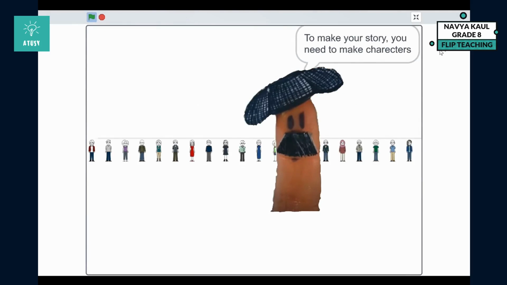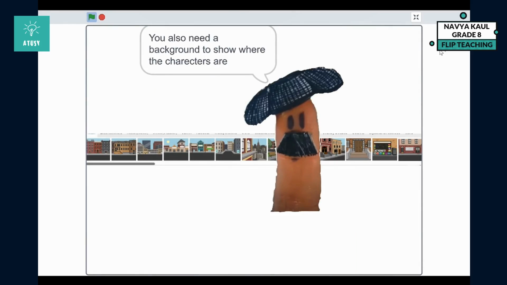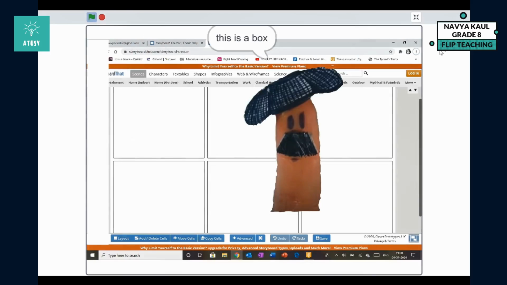To make your story, you need to make characters. They don't have to be detailed, just simple stick figures will do. You also need a background to show where the characters are. The background will determine the temperature. This is a box. In the box, you make your story.